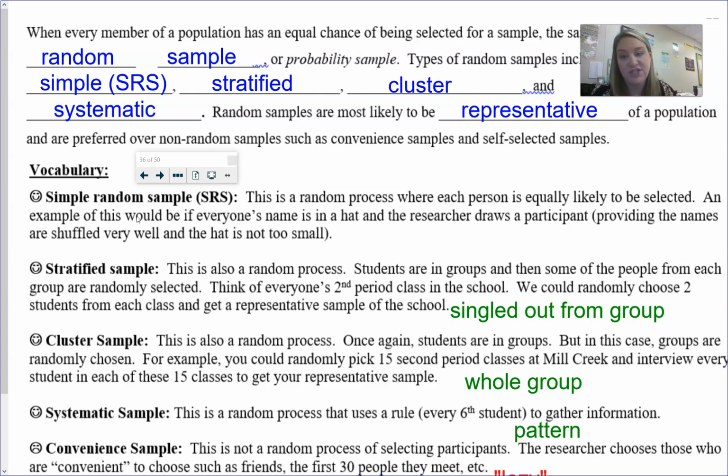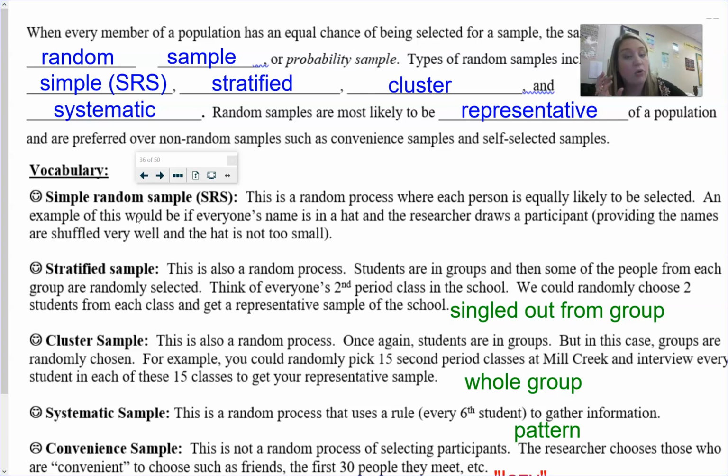Okay. The next one is stratified. Stratified is students are in groups. Okay. And then some people from each group are picked. So if I think of everyone's second period class, and I randomly pick 2 people from every second period, you're singled out from a group. That is random. Everyone has the same opportunity again. Everyone has a second period class that's on campus, so everyone has the equal opportunity of being chosen. I'm just picking 2 out of each group, which is our second period.